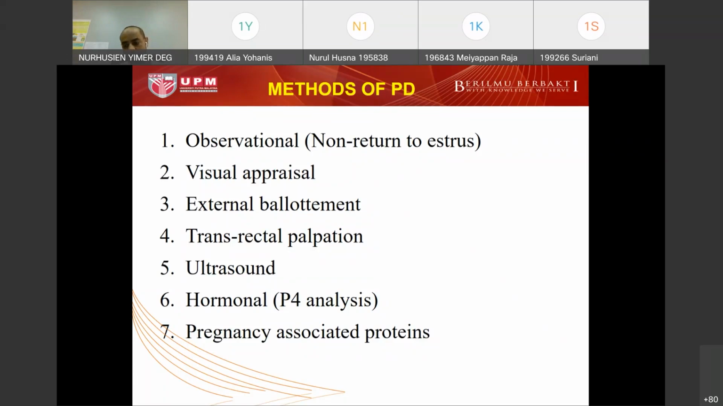And also we have what we call ballottement, all right? And then we have transrectal palpation, particularly for large animals. We have ultrasound scanning, which is applicable for all species of animals. And we also have hormone assay, analyzing the hormones related to pregnancy. And then we have pregnancy-associated proteins. In addition to this, which is not listed here, you can also have radiography that can be applied to diagnose pregnancy. So we'll see in a bit more detail each one of these methods subsequently.